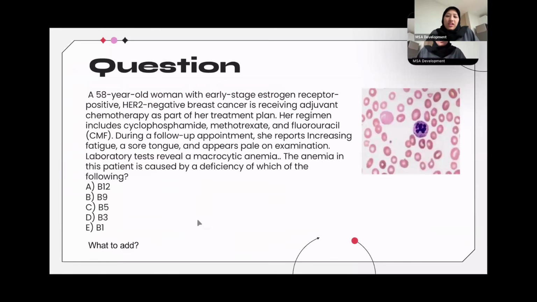Okay, so they came using cyclophosphamide, methotrexate, fluorouracil, with increasing fatigue, sore tongue, appears pale on exam, and shows a macrocytic anemia. What do you think that is caused by? This is a classic picture of macrocytic anemia caused by folic acid deficiency, which is caused by fluorouracil and methotrexate both. So that is B9 deficiency. Folate is B9. What to add to prevent or help is folic acid or leucovorin, folinic acid. Folinic acid, not folic acid, if he asks you.